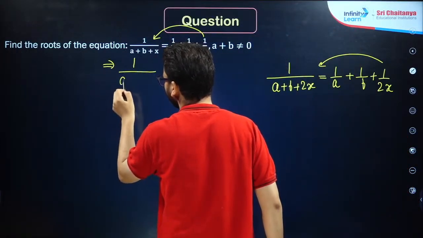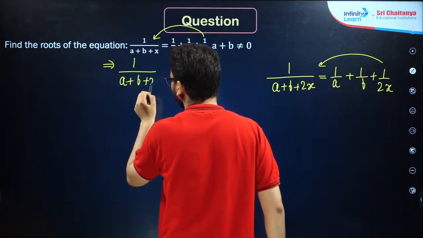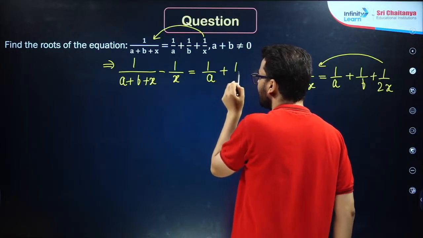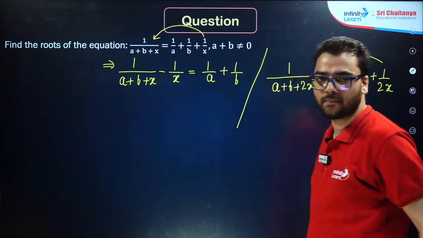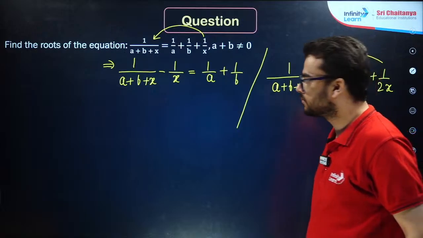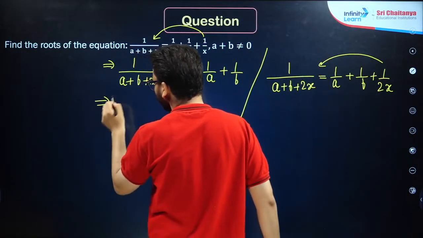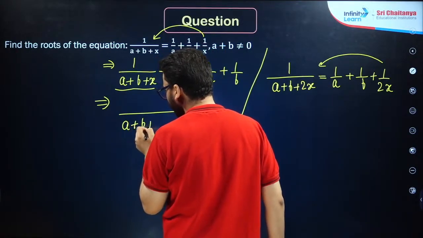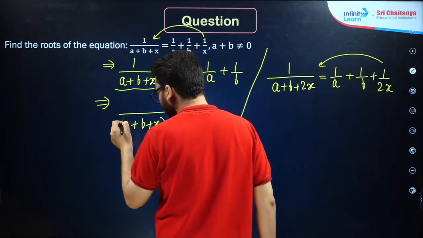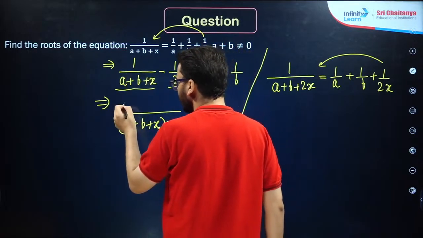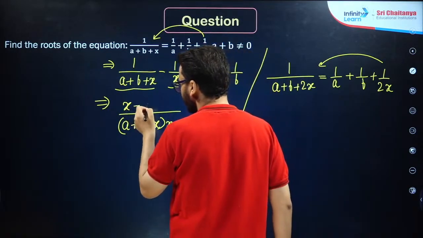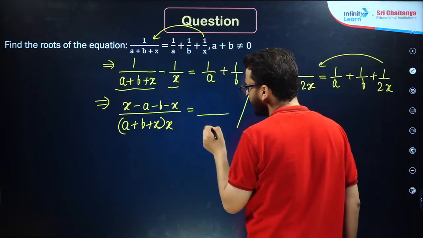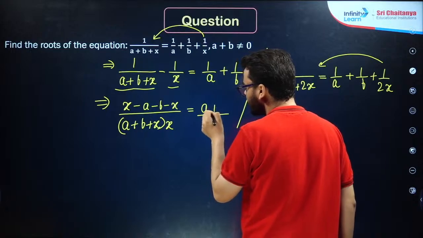So over here you have to take it on that side and then you have to simplify. That will become very simple. So a plus b plus x minus 1 by x, and then you have got 1 by a plus 1 by b over here. I hope that is clear. Now it will become very simple. Now you see, what will be the LCM of these things? They will be multiplied in the denominator. A plus b plus x into x. This will go over here and this will be subtracted. So minus a minus b minus x.